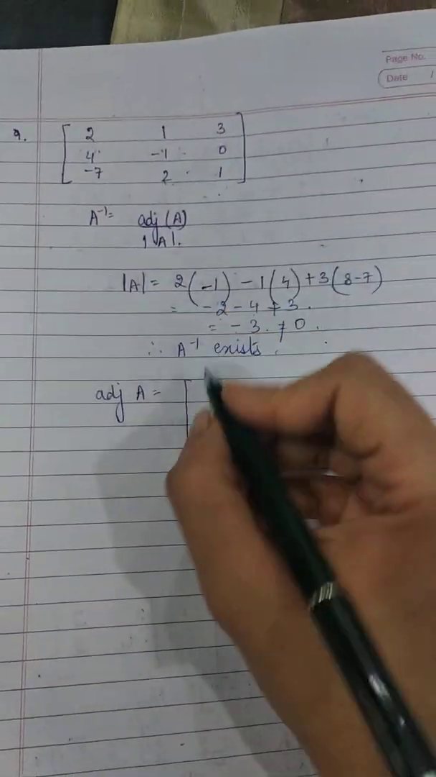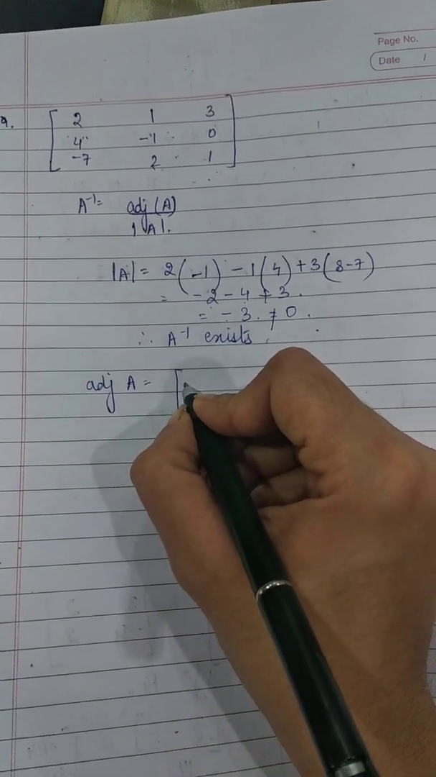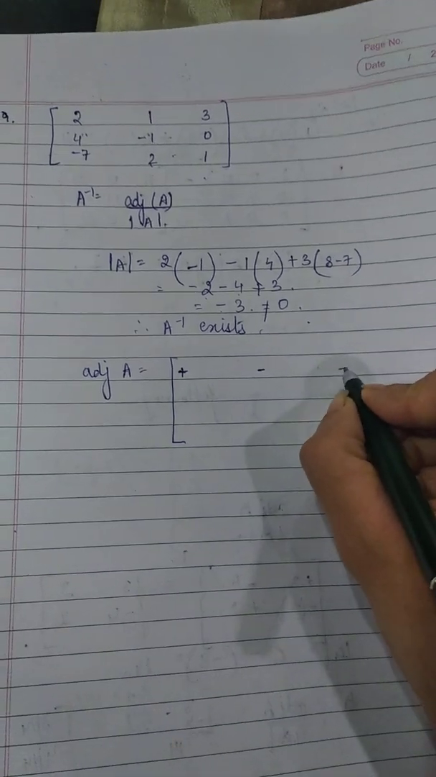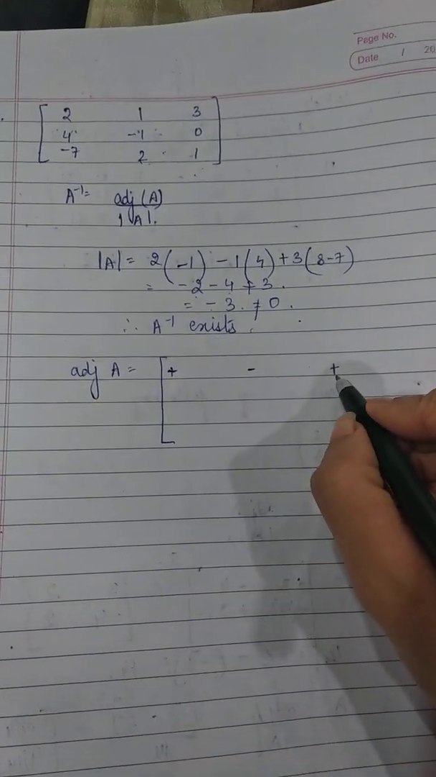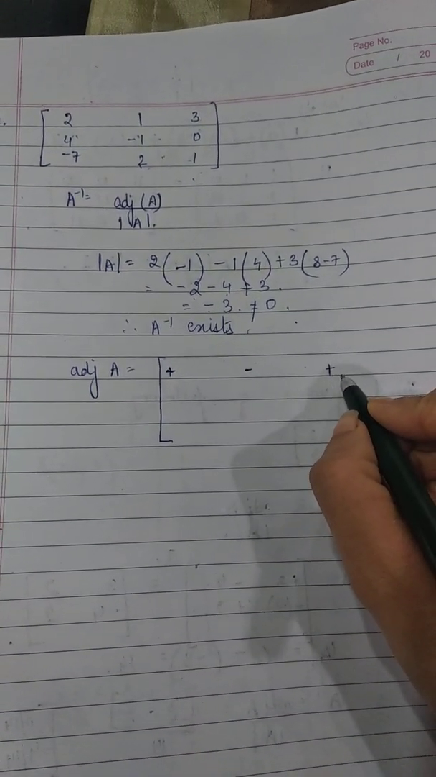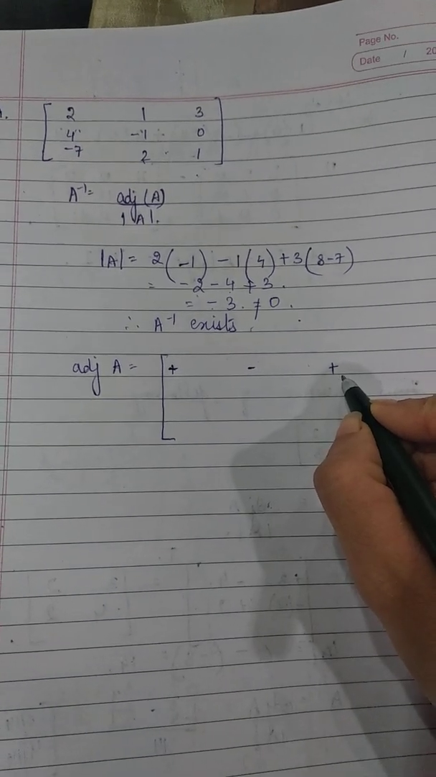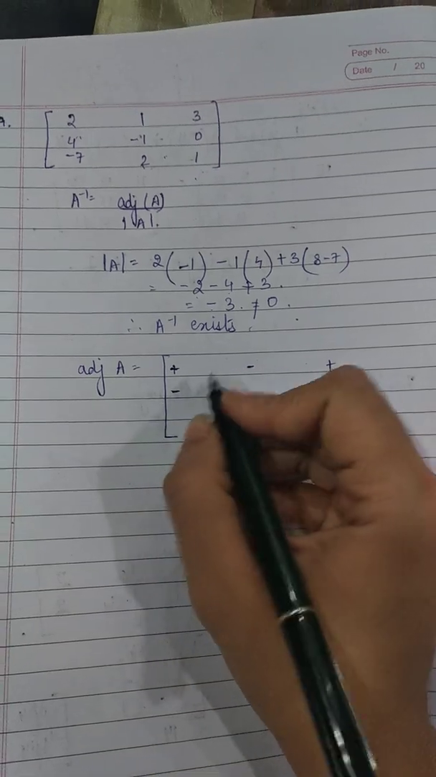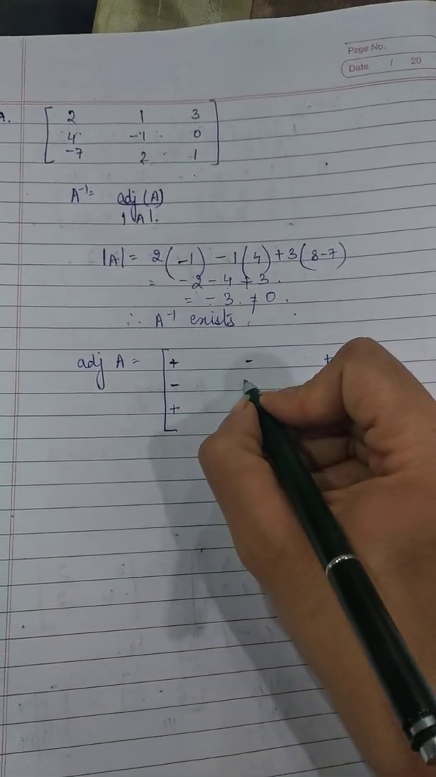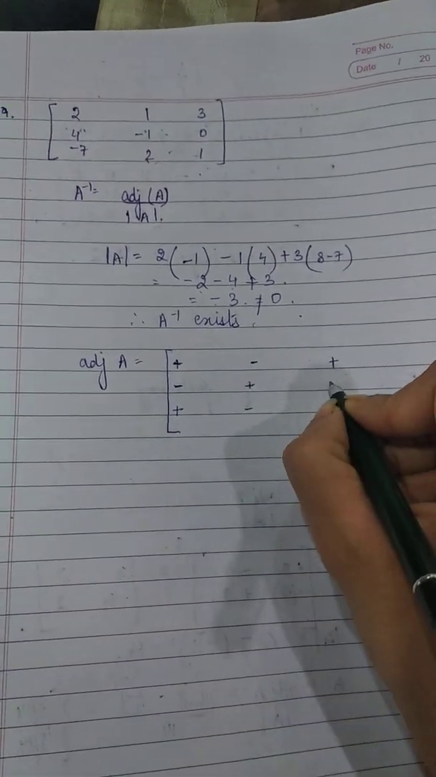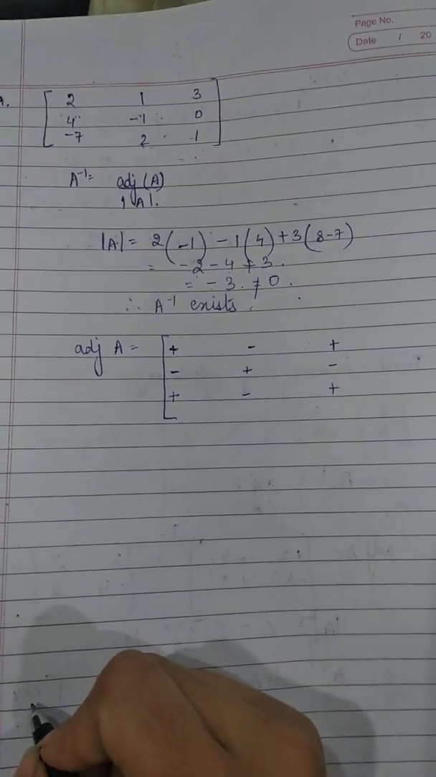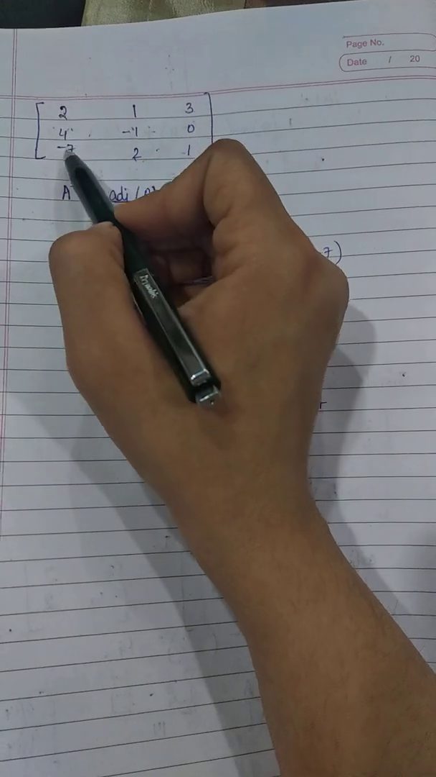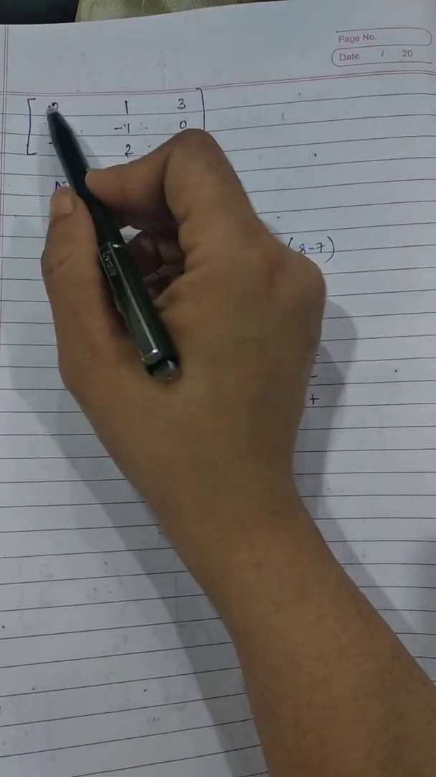Again, let's write these values. The positional value, this would be positive. This is negative. This would be positive again because this position is A1,3. So 1 plus 3 gives us 4. Minus 1 to the power 4 gives us a positive value. Likewise, alternatively, we'll be having this negative, this as positive, this as positive, this as negative, this as negative, this as positive, right? So for 2, let us eliminate this row, this column and this row.